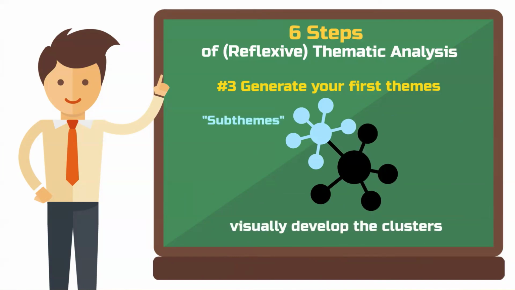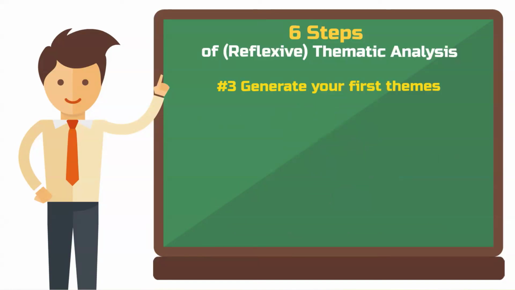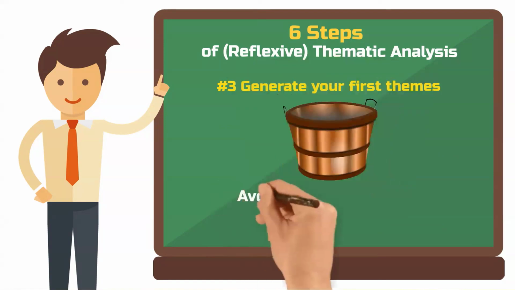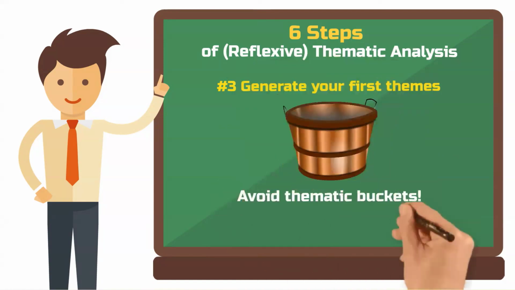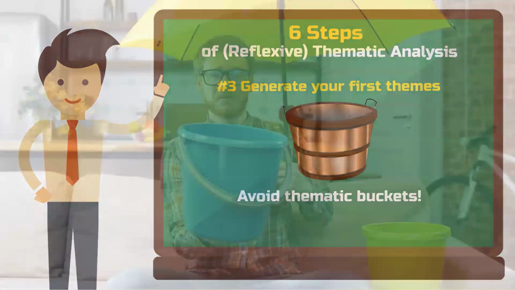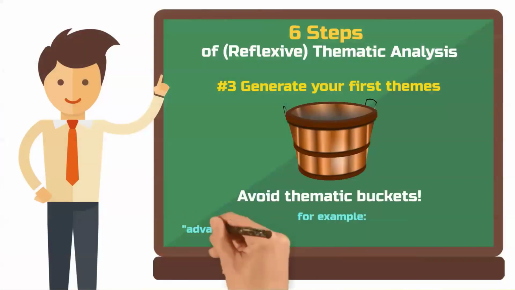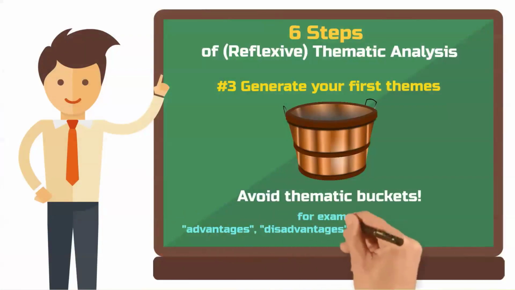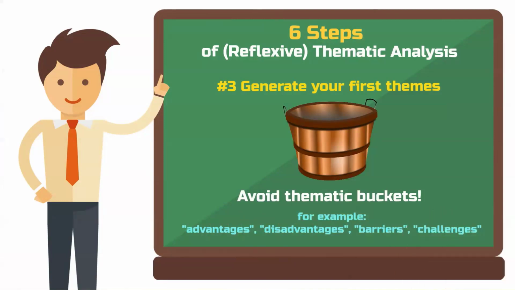However, try not to make it too complicated. In the end, having 3 to 6 main themes is a good amount to work with. The biggest mistake in coding and also in generating themes is the use of so-called buckets. A classic bucket includes categories or themes like advantages, disadvantages, barriers, or challenges. It's crucial to steer clear of these.